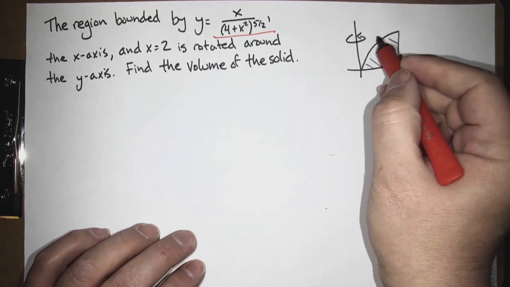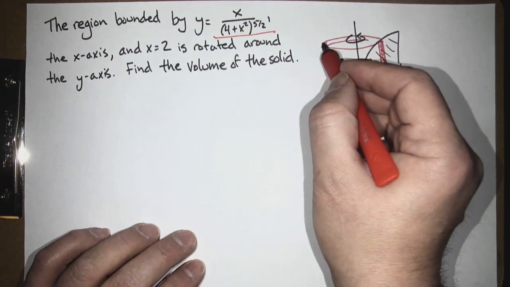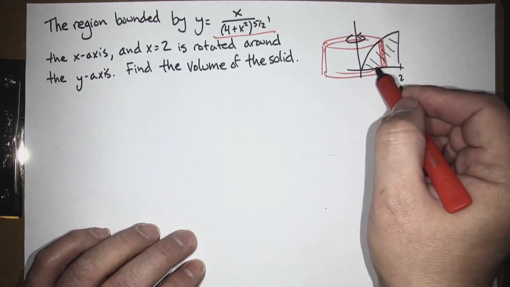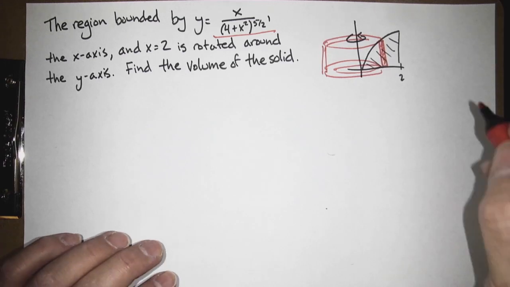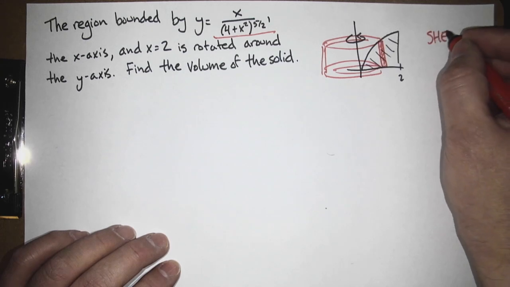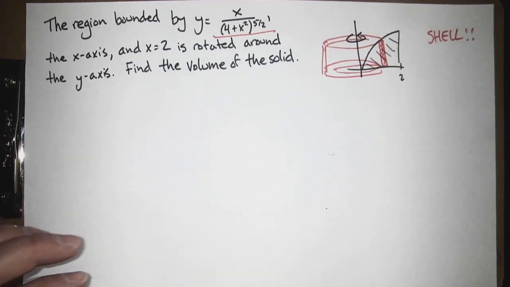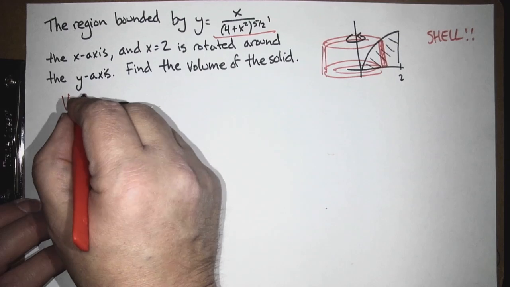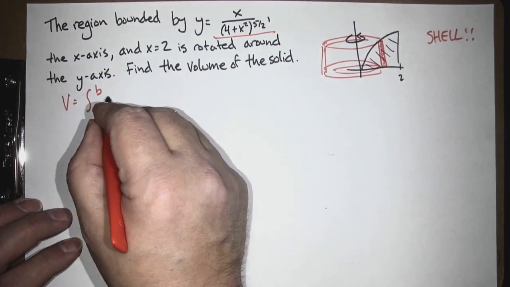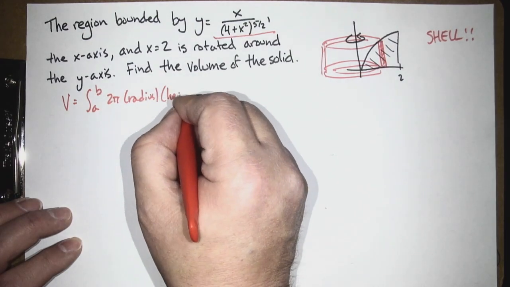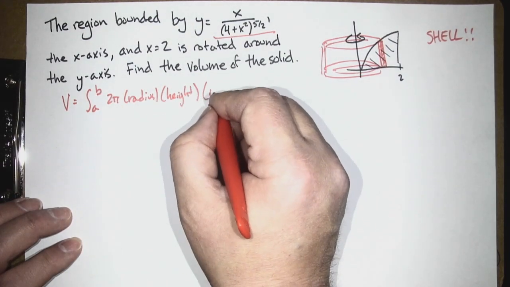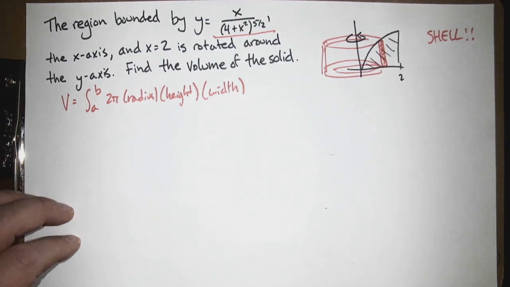So think about what that slice is going to do when you spin it around. What are you forming here? What's your shape? It's a shell or a cylinder. So aha, we're going to be doing shell method. Okay, so we look up on our little sheet. Shell method says integrate a to b, 2 pi. There's a radius. There's a height. And there's a width, our thickness.